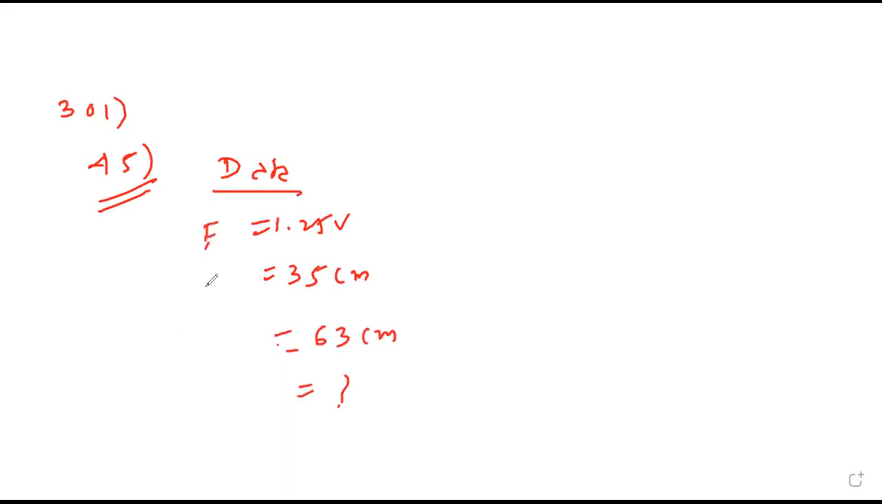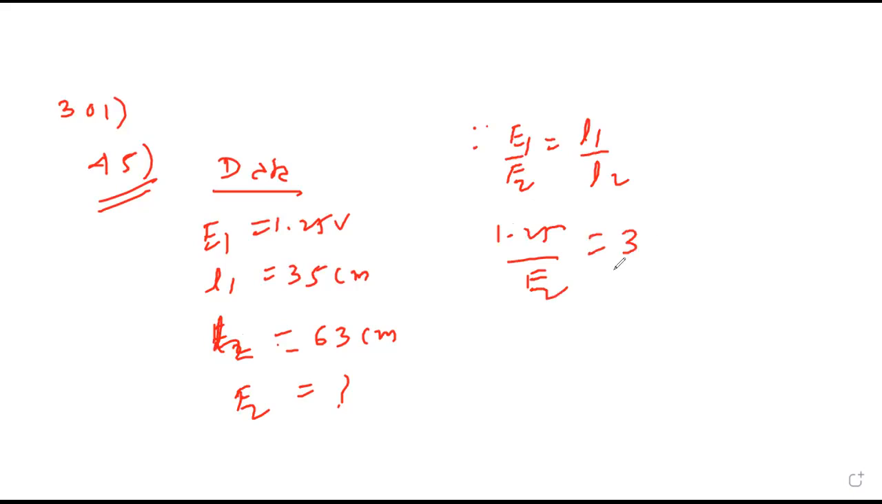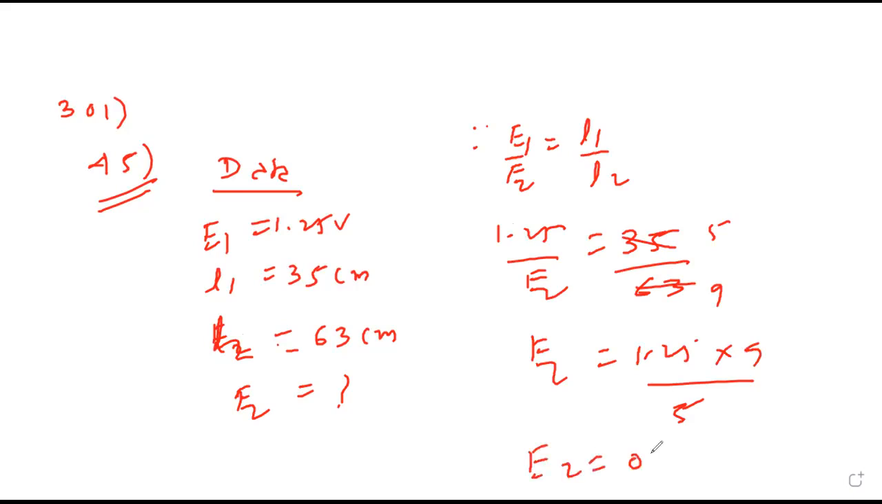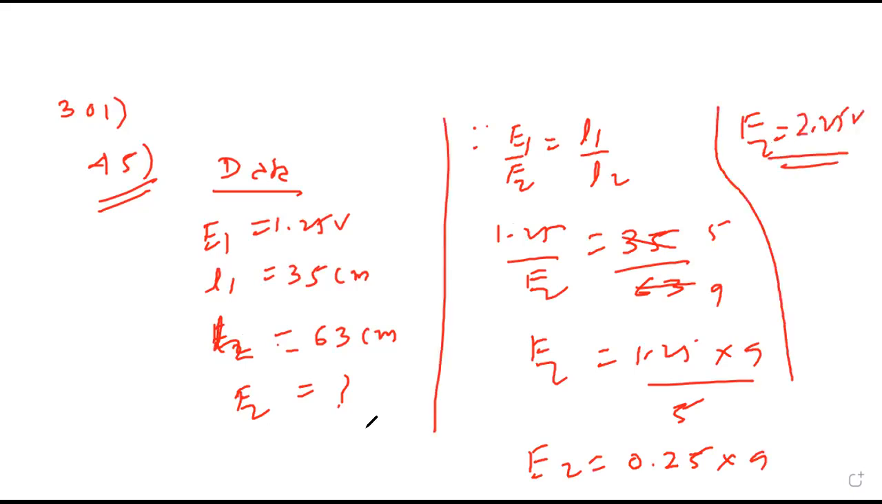So first cell EMF E1, length L1, second cell length L2, EMF E2 we want. Since E1 upon E2 is L1 upon L2, 1.25 upon E2 is 35 upon 63. 7 into 5, 7 into 9, 63. E2 is 1.25 into 9 upon 5. That is 5 into 0.5 into 2 is 10. 5 into 9. Therefore, E2 will be 2.25 volt. Clear now? Yeah. Okay.